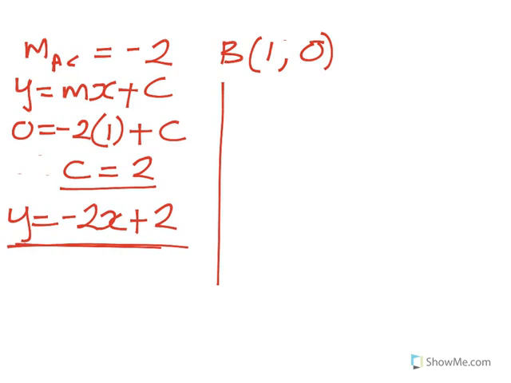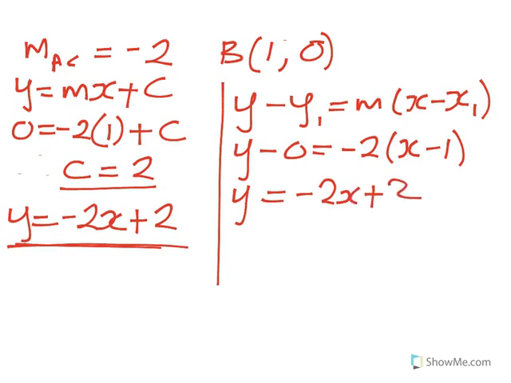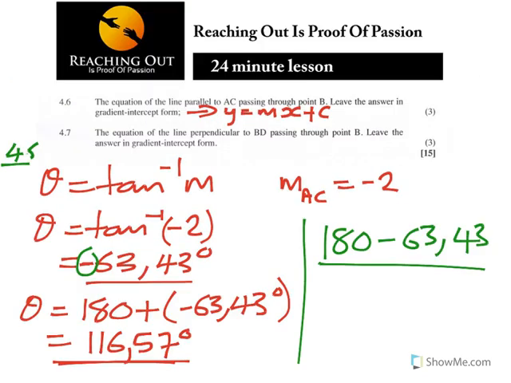Sometimes you can use the formula y minus y1 is equal to m times x minus x1. This is another formula. Now you know the y is 0. y minus 0 is equal to the gradient, which is negative 2, times x minus 1. So y is equal to, multiplying that out, minus 2x plus 2. This was the same answer that you could have brought.